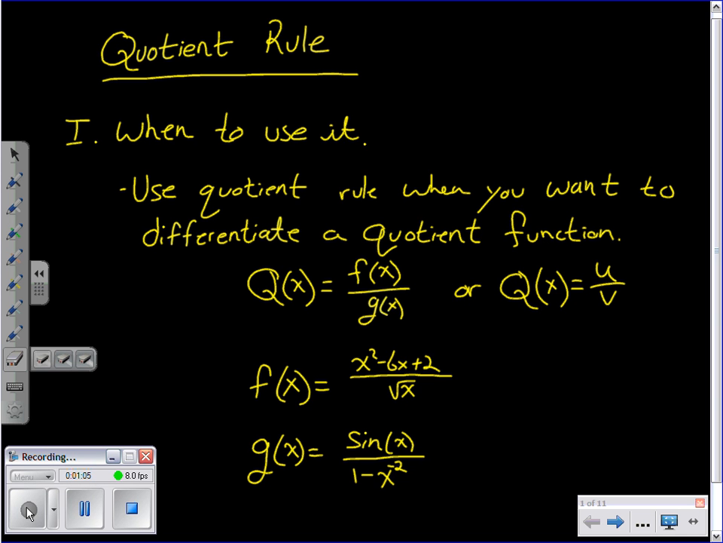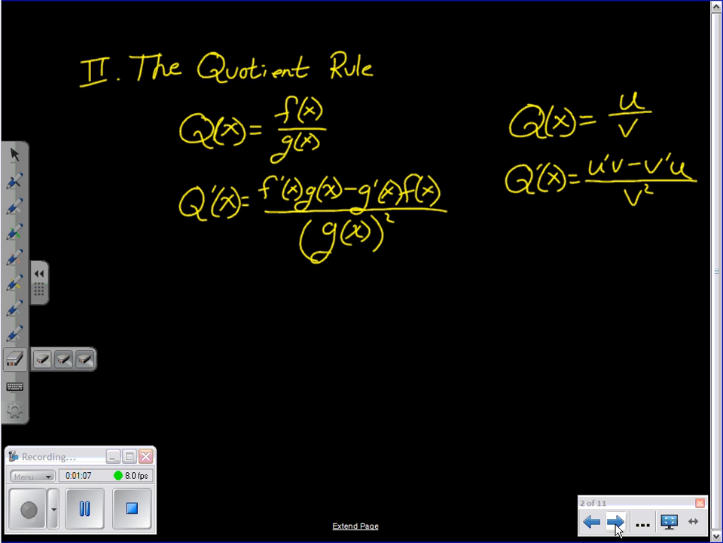So the rule itself, though, says if q of x is equal to f of x divided by g of x, the derivative q prime of x is f prime of x times g of x minus g prime of x times f of x, divided by g of x quantity squared.